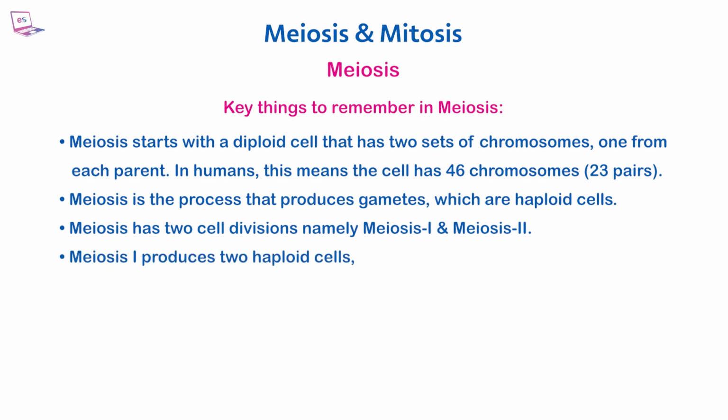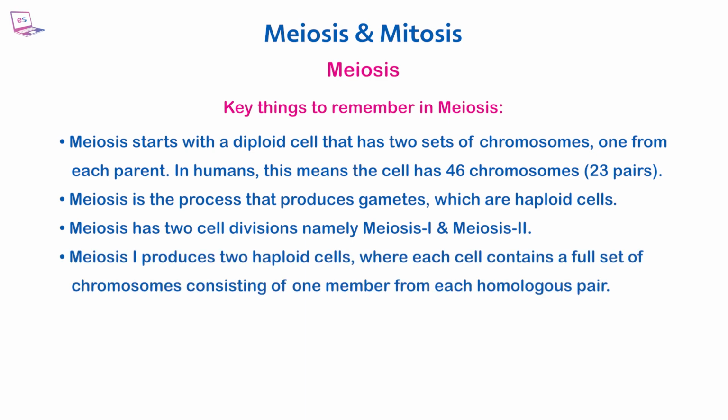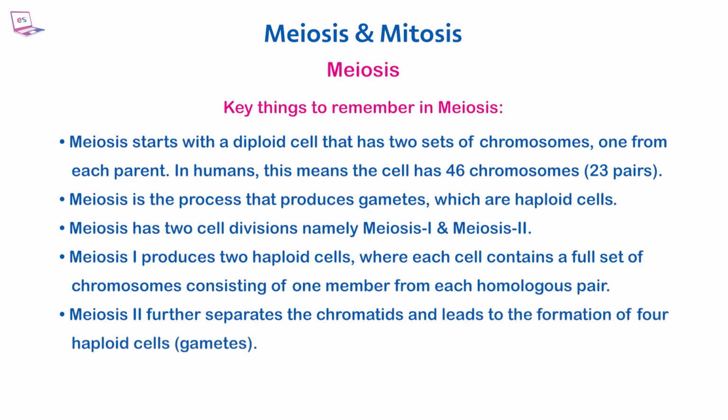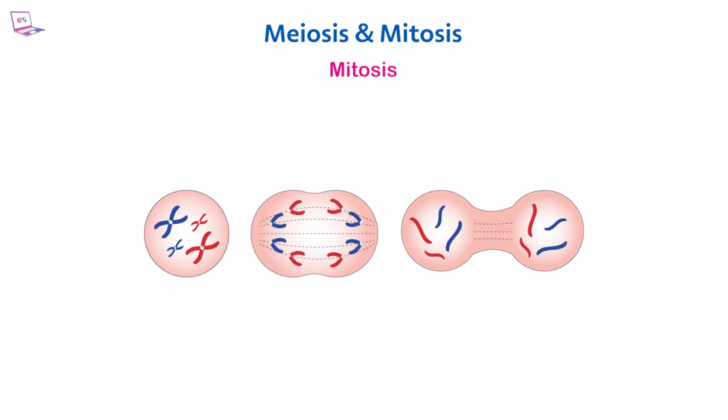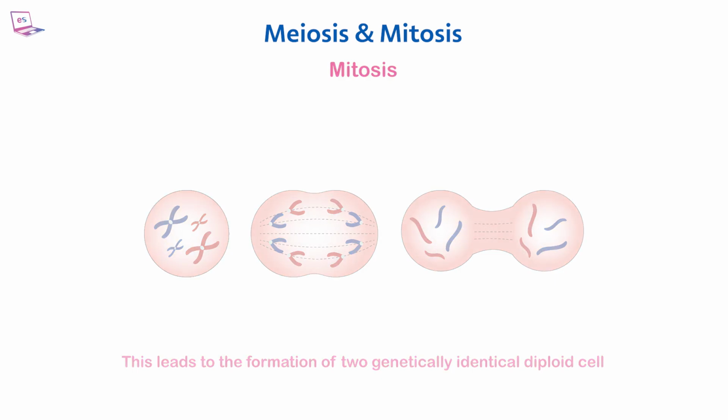Meiosis 1 produces two haploid cells, where each cell contains a full set of chromosomes consisting of one member from each homologous pair. Meiosis 2 further separates the chromatids and leads to the formation of 4 haploid cells, gametes. Mitosis. Mitosis is a type of cell division that occurs in all other cells of the body, non-reproductive, and the cell divides only once. This leads to the formation of 2 genetically identical diploid cells.